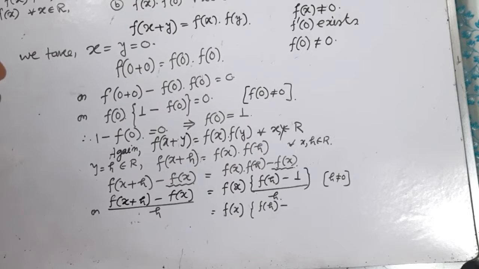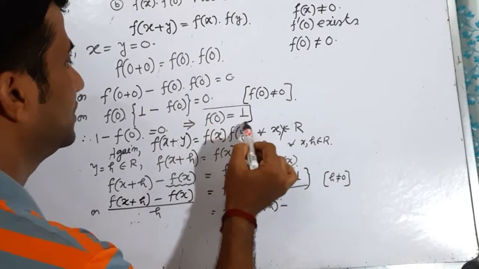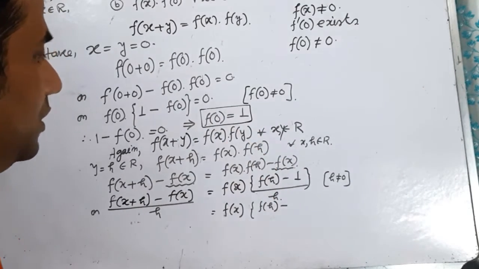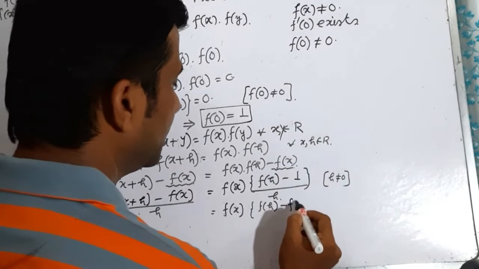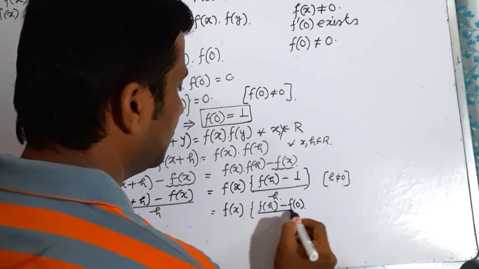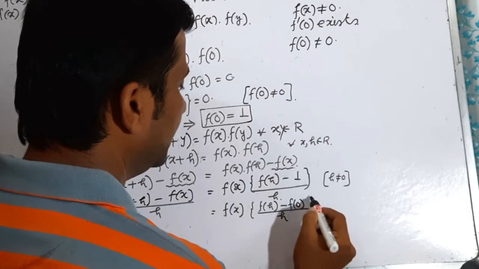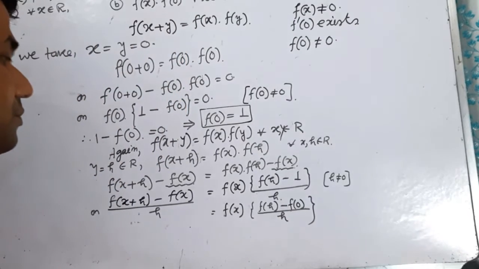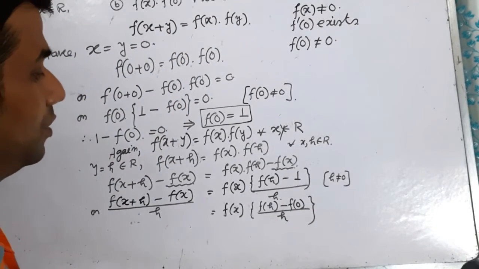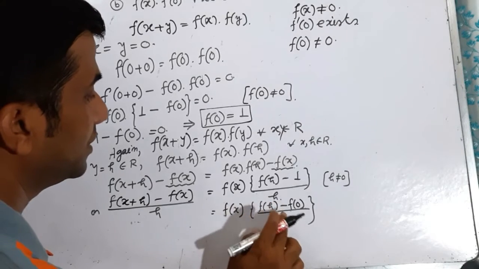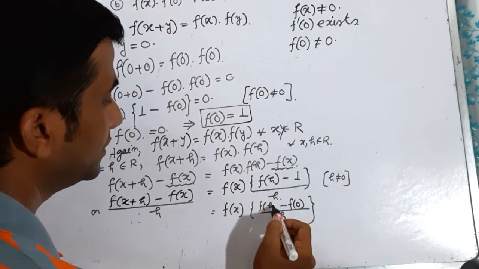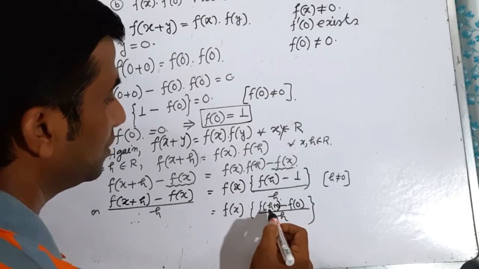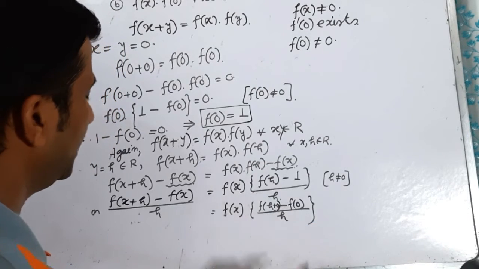Here f(0) is equal to 1, so you can write, replacing 1 by f(0), this is f(h) minus f(0) by h, that is, f(0+h) minus f(0) by h.